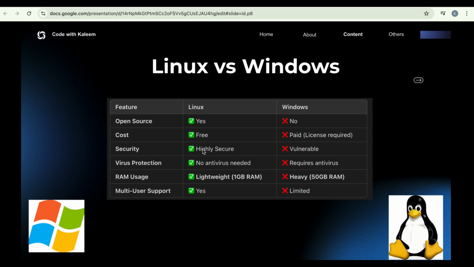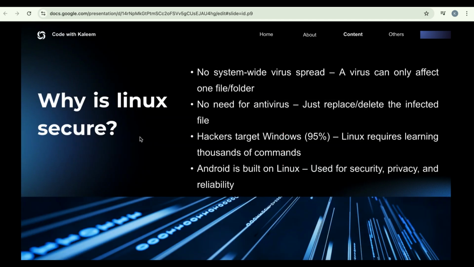Why is Linux secure? A virus can only affect one file or folder, not the whole system. No need for antivirus, just delete the infected files. You know that hackers target Windows 95% of the time. Linux requires learning thousands of commands. For example, if one file is affected, it will not spread all over the Linux machine. But in Windows, if a virus is inserted, it will affect the entire system, and you have to reinstall Windows in order to resume your work. Android is built on Linux, used for security, privacy, and reliability.